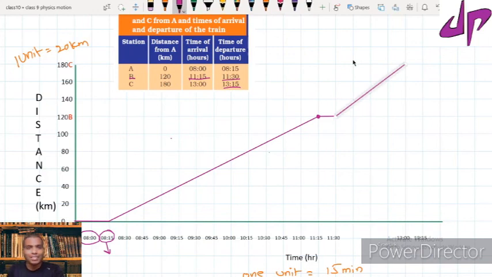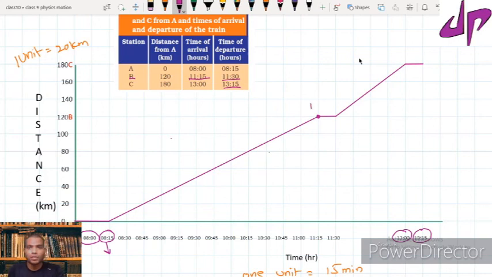Now it reaches station C at 13 hours and it departed at 13:50. It means again it is at rest for 15 minutes. So from 13 hours to 13 hours 15 minutes, the train is at rest.